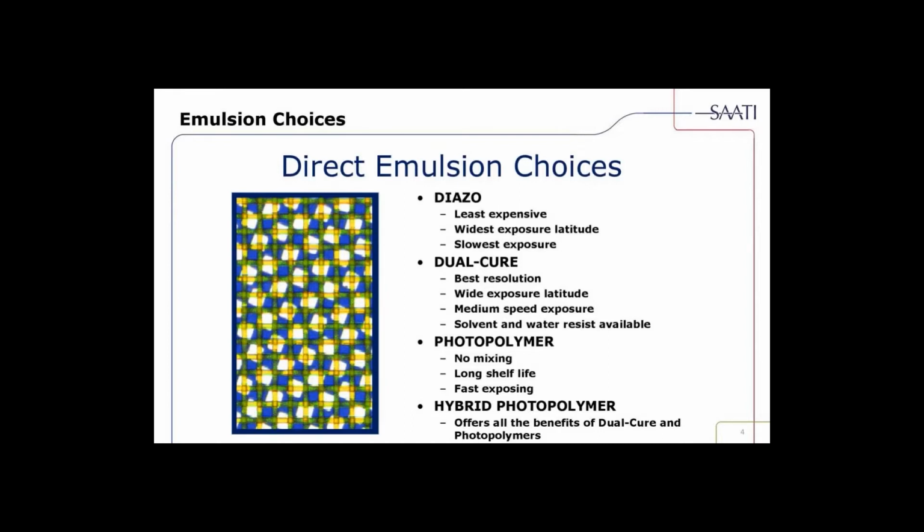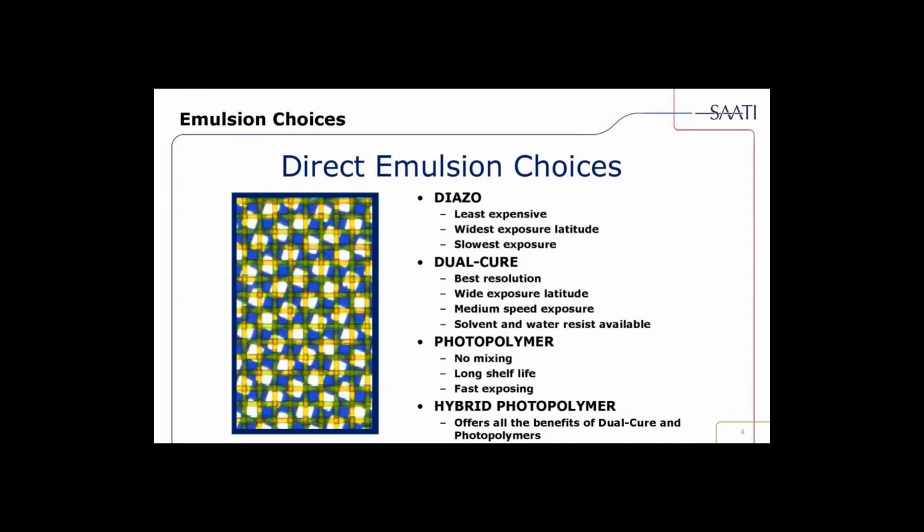Next in the line would be the newer generation, which is a pure photopolymer. Some people call these SBQ for short, which is an ingredient in pure photopolymers. These emulsions do not require mixing. They have a long shelf life, and they tend to be the fastest exposing emulsions out of the 3 mentioned.